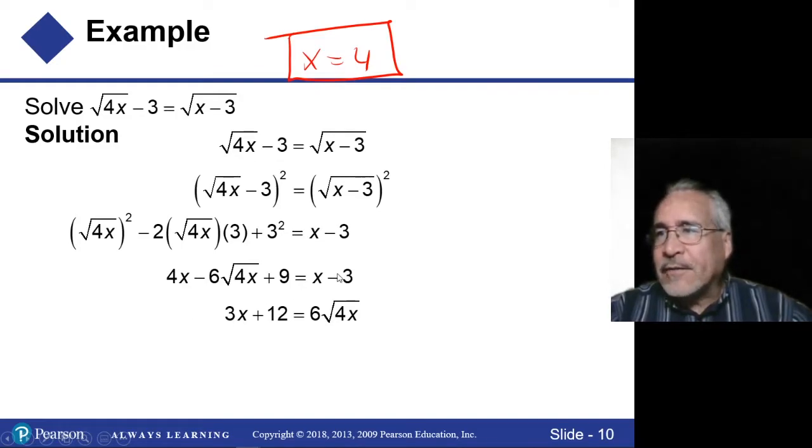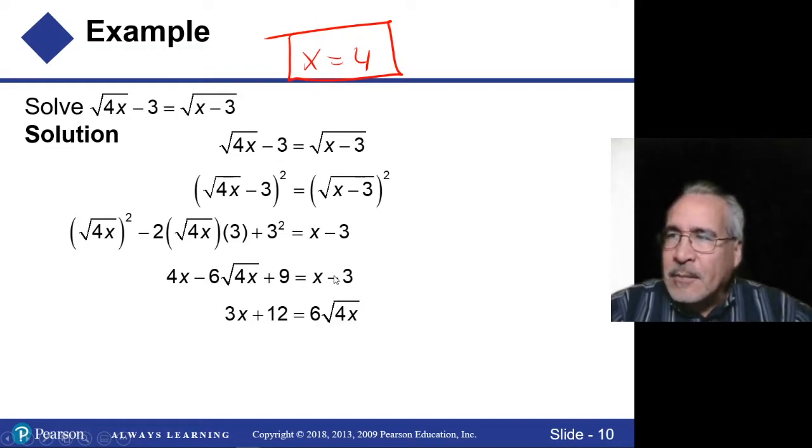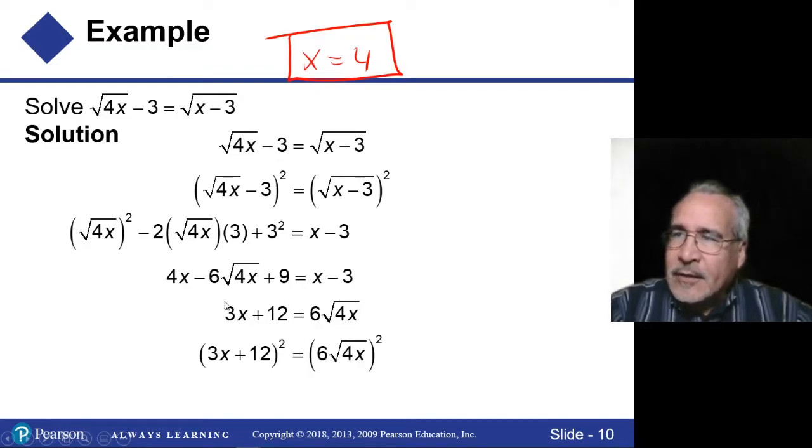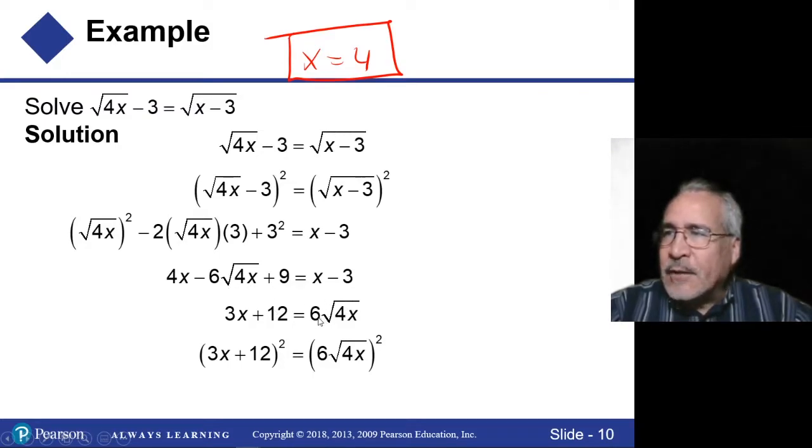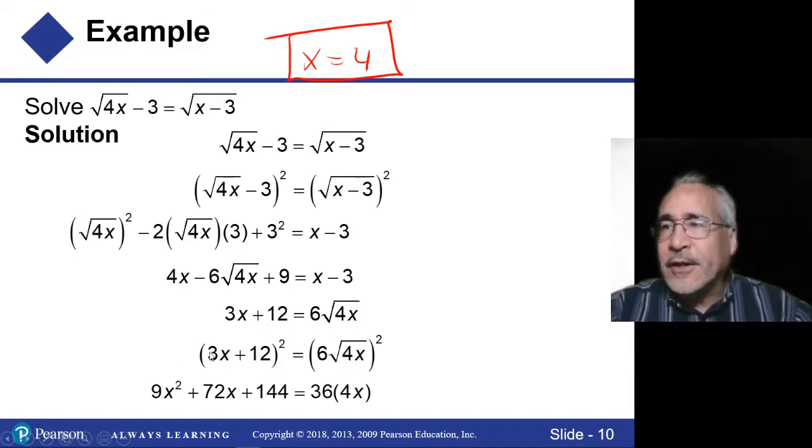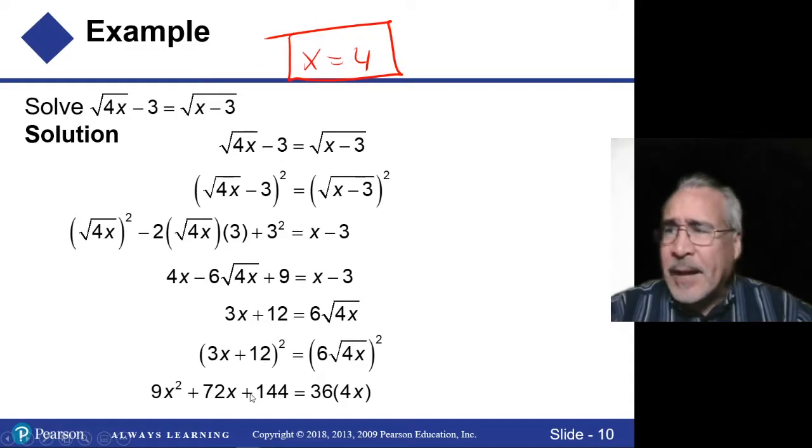So you subtract 4x, or actually it looks like they went the other way. They moved the x minus 3, so they subtracted x and got 3x. They added 3, so that became 12. And then they moved that over. And then what are they going to do? They're going to square both sides again. And so now we've got to FOIL this thing out. Whoa, it's getting really bad.